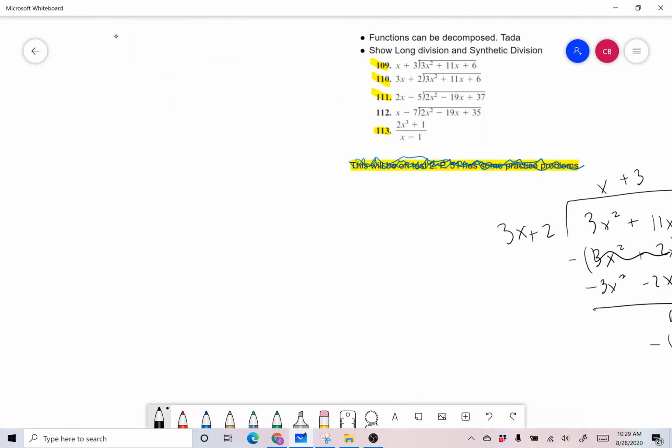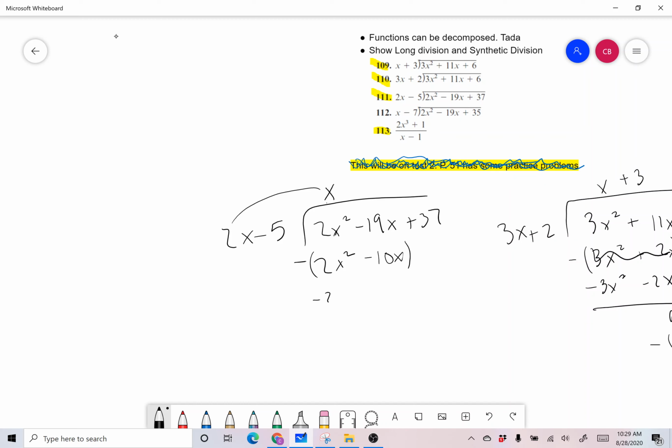Let's do another one. Let's do 2x minus 5 into 2x squared minus 19x plus 37. 2x goes into 2x squared x times, and so we do that step, then we multiply these back. This times this is 2x squared. That times that is minus 10x, and then we change the sign. So this is minus 2x squared plus 10x. That cancels. This is negative 19 plus 10, which is negative 9x, plus 37.